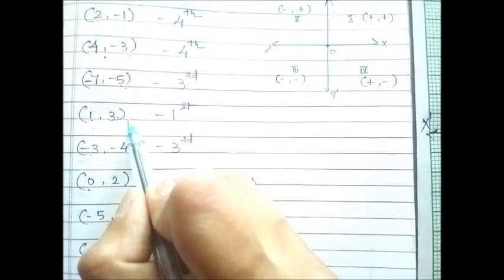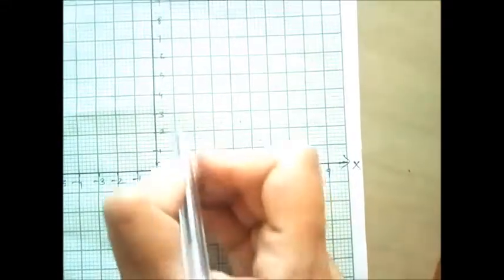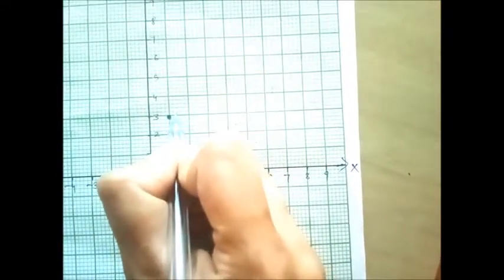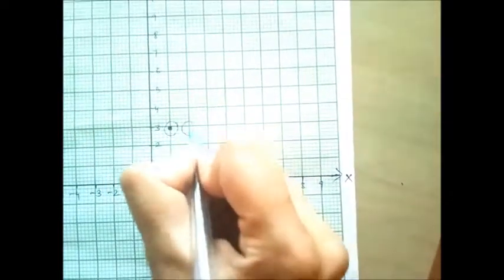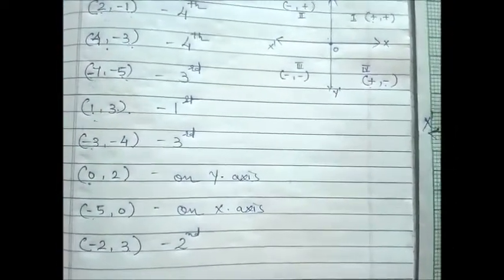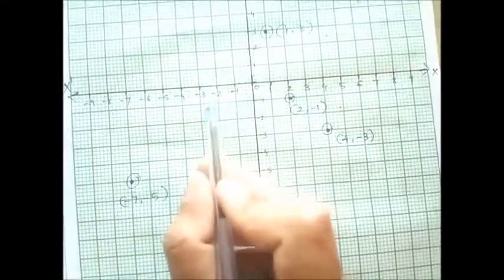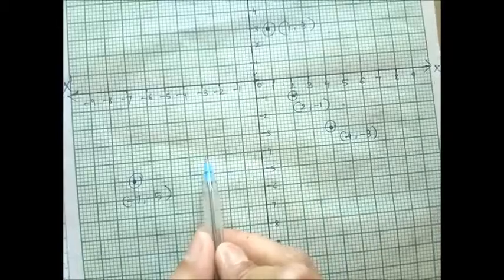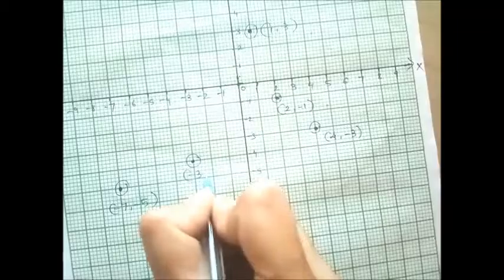Now what is the next point? Next is 1 and 3, both are positive, that means in the first quadrant. So our x is 1 and our y is 3, so it will come here, that is 1 and 3, right? This is the next point. The next is minus 3 and minus 4. So minus 3 and minus 4, that comes here, right?